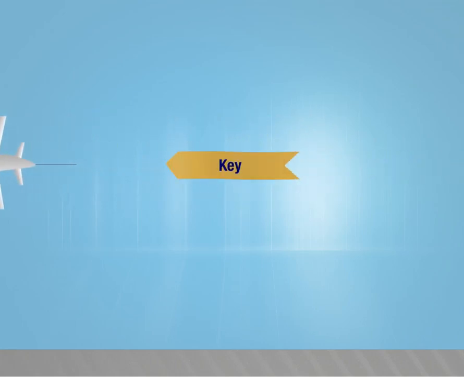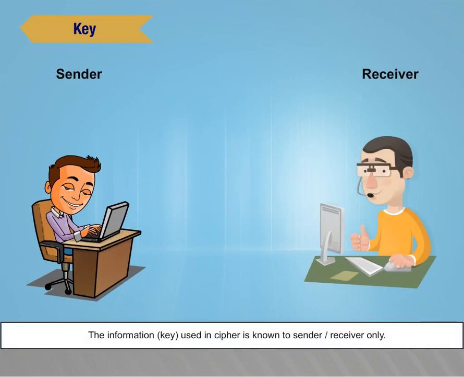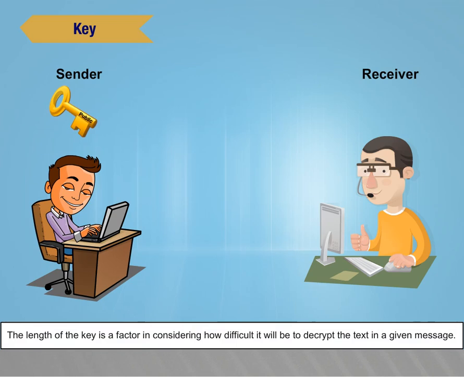Key. A key is a variable or value that is applied using an algorithm to a string or block of plain text to produce encrypted text, or to decrypt the encrypted text. The key used in a cipher is known to the sender and receiver only. The length of the key is a factor in considering how difficult it will be to decrypt the text in a given message.